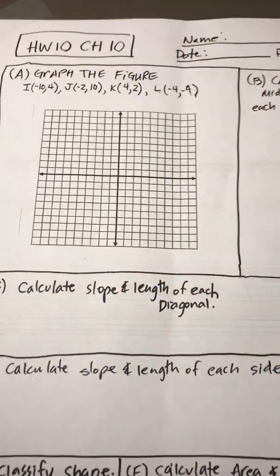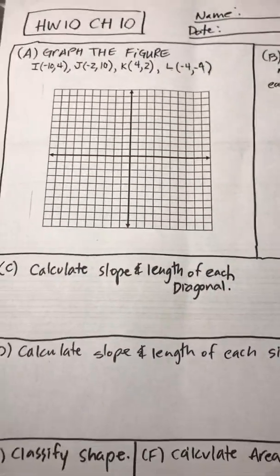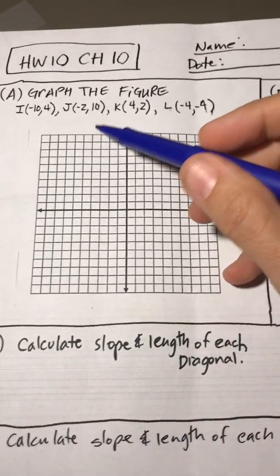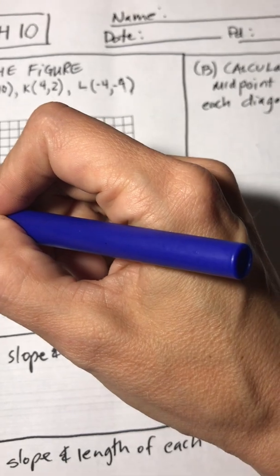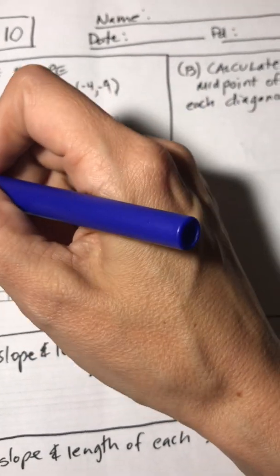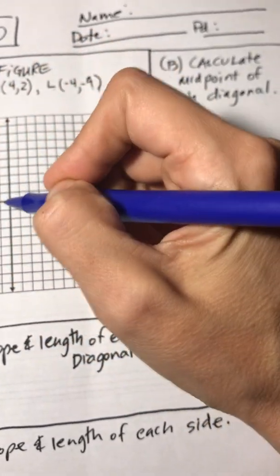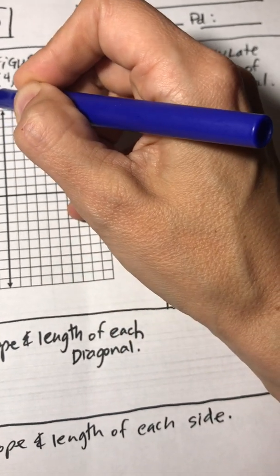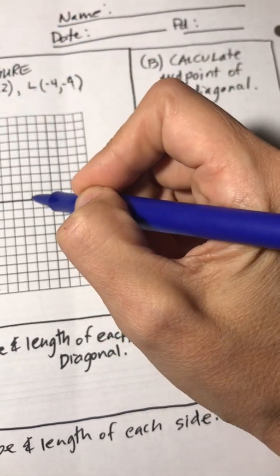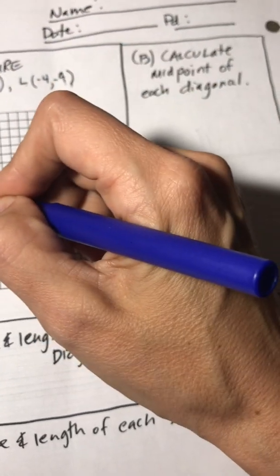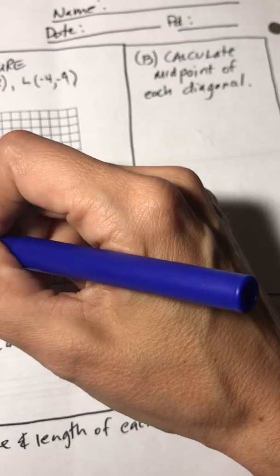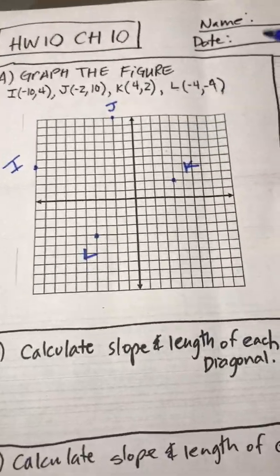Welcome. We're going to start by making a hypothesis about a shape. So let's see what this thing is. 2, 4, 6, 8, 10. So negative 10, 4. Negative 2, 10. 4, 2. Negative 4, negative 4. Okay. So here it is.